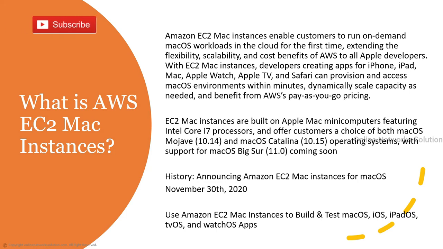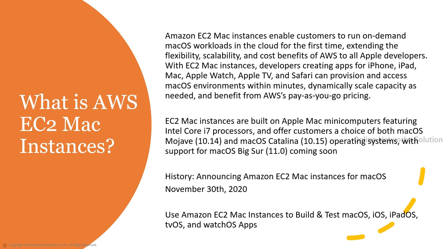AWS Mac instances enable customers to run on-demand Mac OS workloads in the cloud for the first time, extending the flexibility, scalability, and cost benefit of AWS to all Apple developers. With EC2 Mac instances, developers creating apps for iPhone, iPad, Mac, Apple Watch, Apple TV, and Safari can provision and access Mac OS environments within minutes, dynamically scale capacity as needed, and benefit from AWS pay as you go pricing.